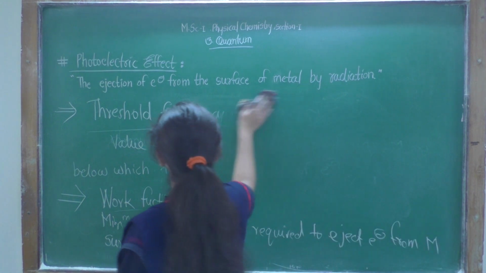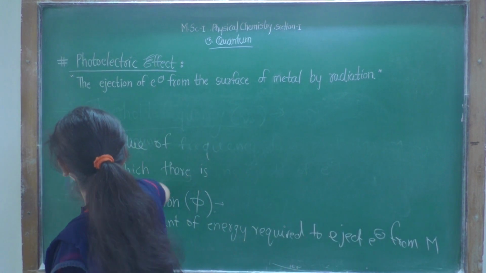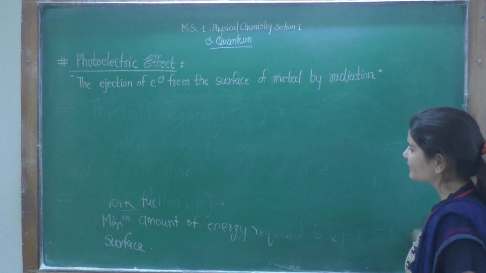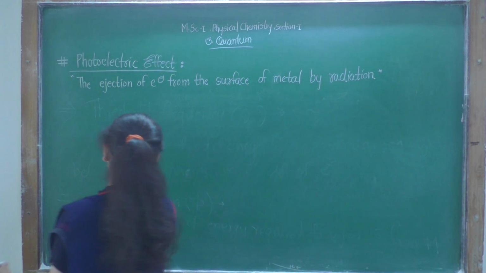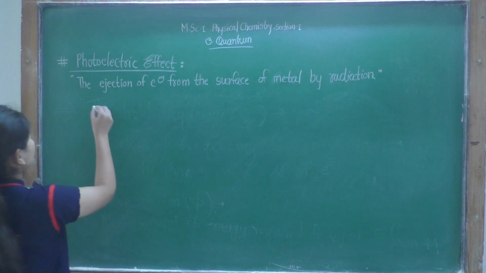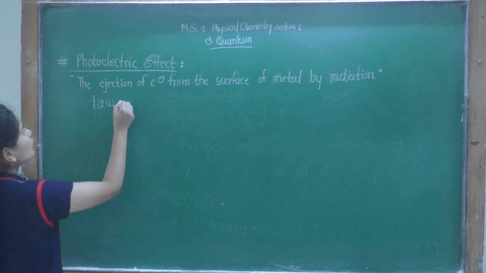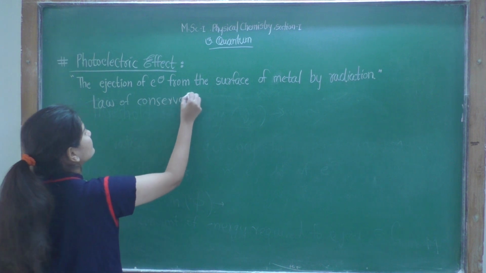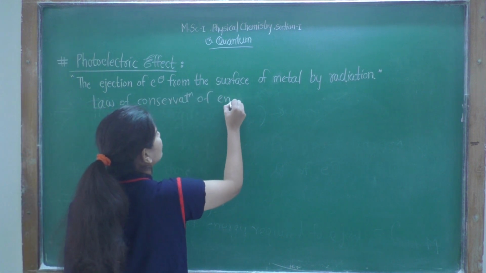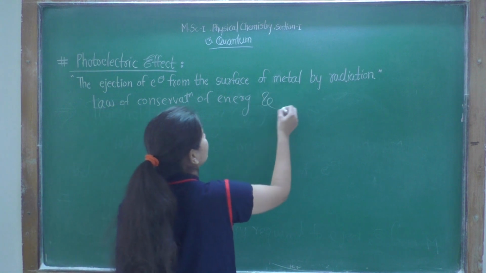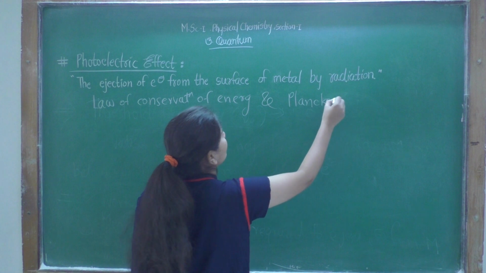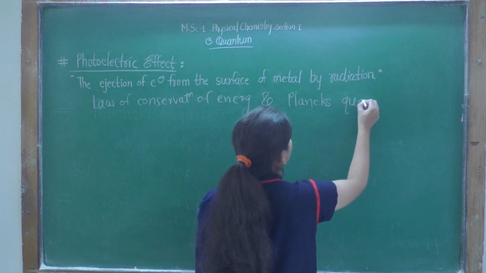These are two observations, threshold frequency and work function. Now Einstein correlated these things. What he did, he just used the law of conservation of energy and Planck's quantization concept.